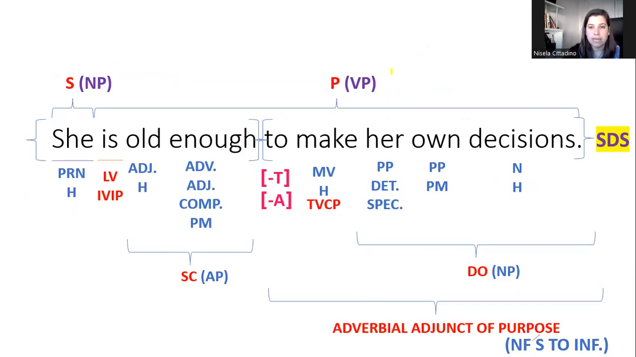She is old enough to make her own decisions. Let us identify the parts of the sentence. She is the subject, is old enough to make her own decisions is the predicate. Okay? Let us identify the non-finite to infinitive clause. Again, it begins with to. To make her own decisions is the non-finite to infinitive clause. Okay?